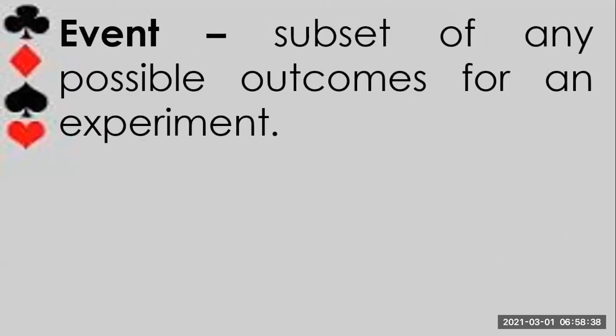Next, we also have the event. So this is the subset of any possible outcomes for an experiment. So kumbaga kapag sinabi natin subset, siya ay part ng ating sample space. So for example, event A is equal to the number of times an even number will occur when we roll a die. So experiment natin, we are going to roll a die. And then yung ating event is lahat ng even numbers. So in this given example, our subset will be 2, 4, and 6. So again, ang event natin ay yung lalabas ay even number.